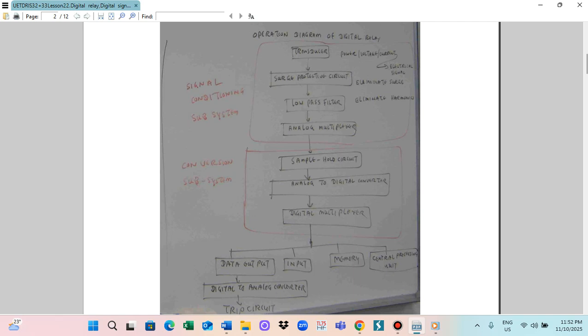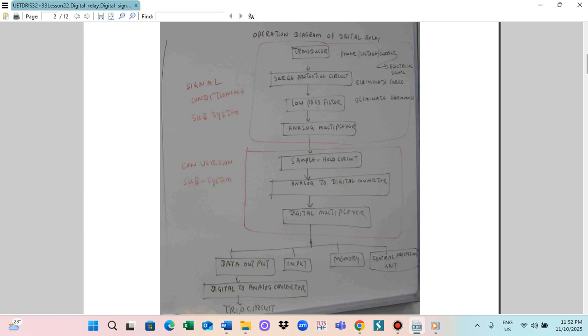Output means the output trip instruction. Then go to stop. So this is a typical algorithm flowchart for the relay operation program.